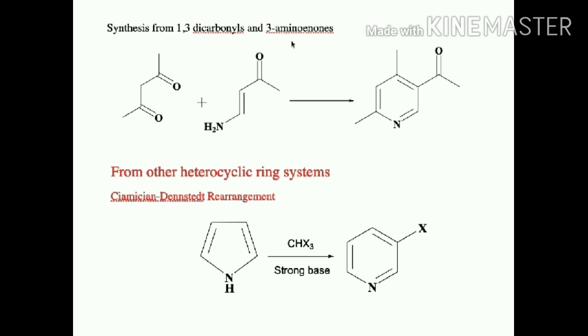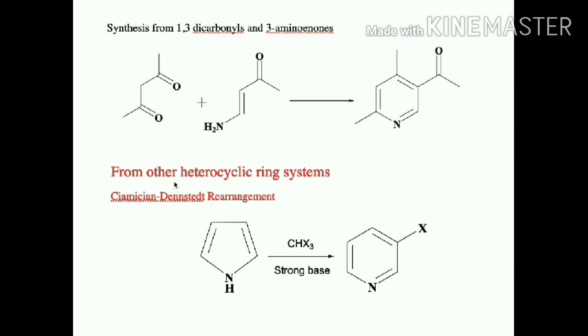So we can also prepare pyridine by using 1,3-dicarbonyls and 3-amino enones. If we combine 1,3-dicarbonyl with 3-amino enone, here also we are going to get the corresponding pyridine.